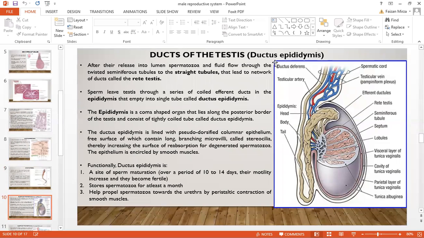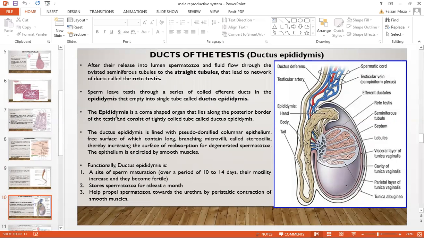The ductus testis, ductus epididymis. This is how the ducts are present here in the testes. So let's discuss the ducts in detail. Once the spermatozoon is released into the fluid from the seminiferous tubule, it enters the straight tubules and then goes to the rete testis. From the rete testis, they leave into the epididymis and then into the ductus epididymis.